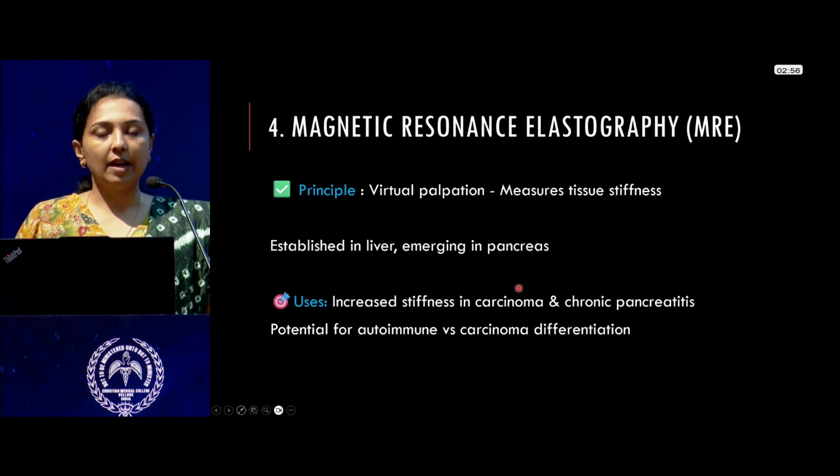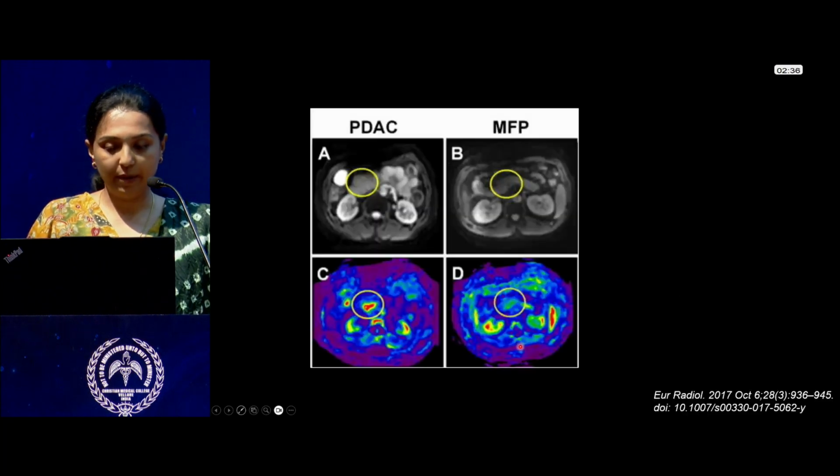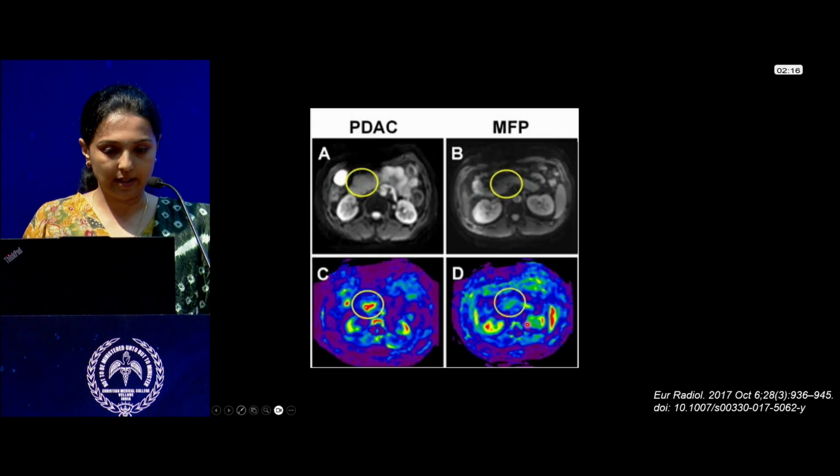The next technique is MR elastography, which all of you might know is virtual palpation to measure the tissue stiffness. This is already well established in the liver but emerging in pancreas, and shows potential for differentiating pancreatic ductal cancer from autoimmune pancreatitis and even other benign pathologies. So here is an example. This is a ductal adenocarcinoma. This is a mass forming pancreatitis. Conventional imaging wise, they can appear similar, but if you see the elastography maps, the ductal cancer shows increased color, which indicates that the stiffness is more compared to mass forming pancreatitis.